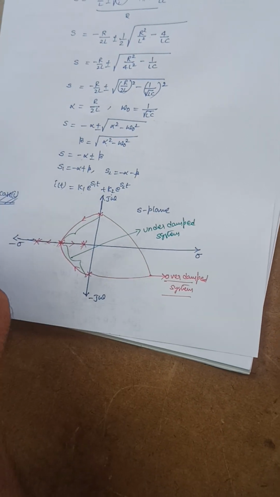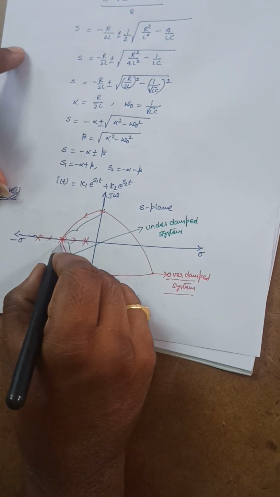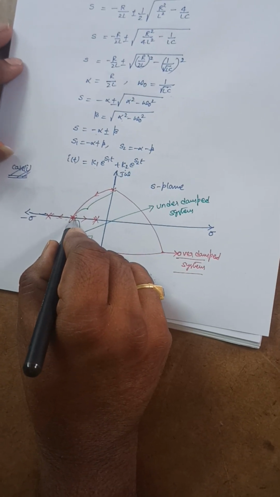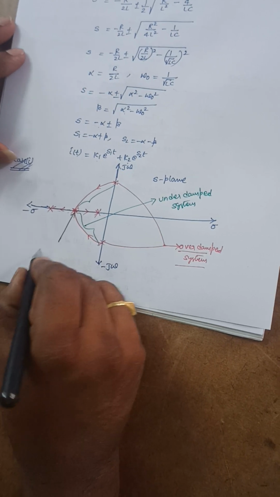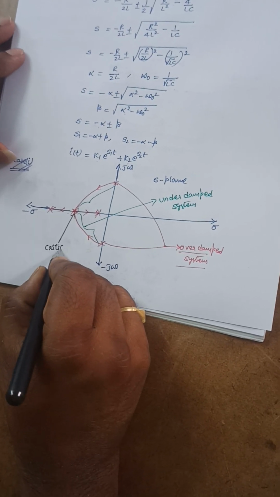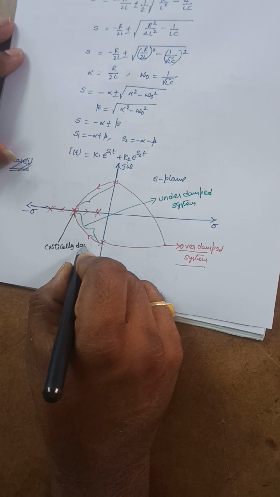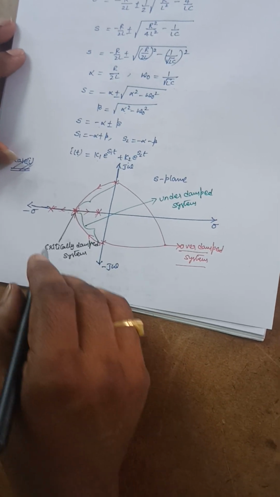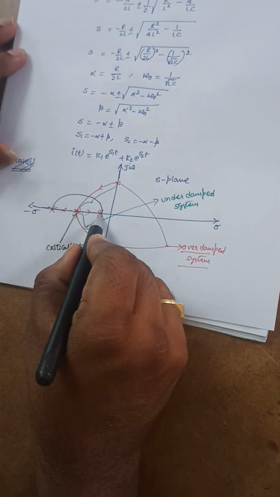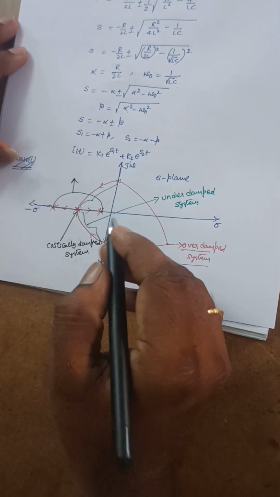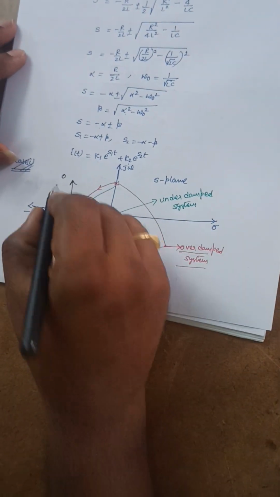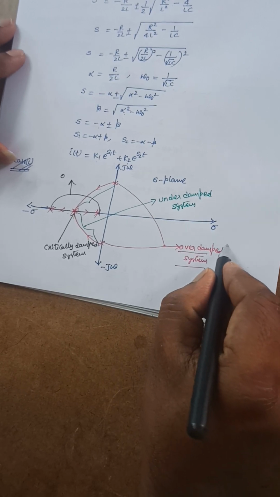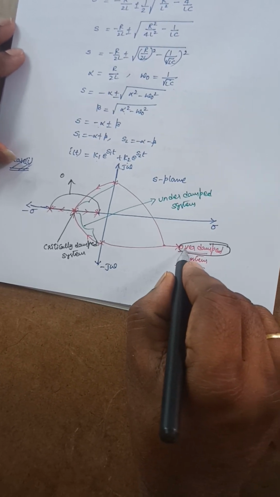If the two roots are located at one place on the negative real axis, then the system is said to be a critically damped system. If the roots are placed like this, then it is said to be over damped system. Sorry, this is not over damped system. It is under damped system.